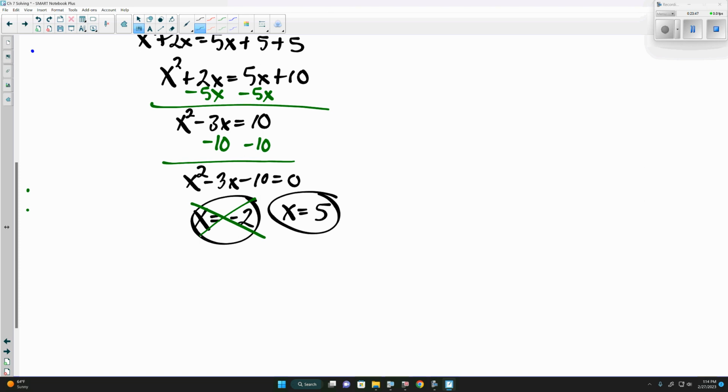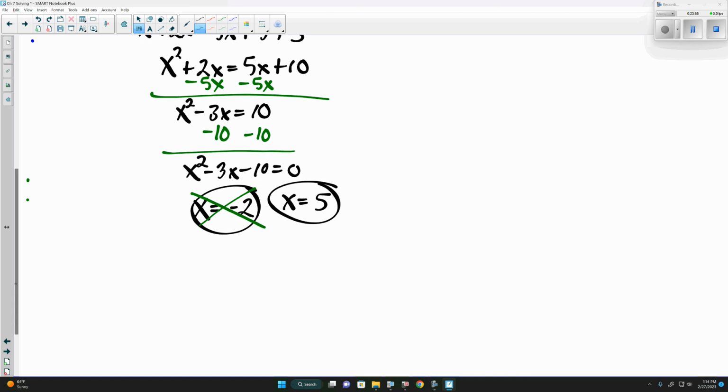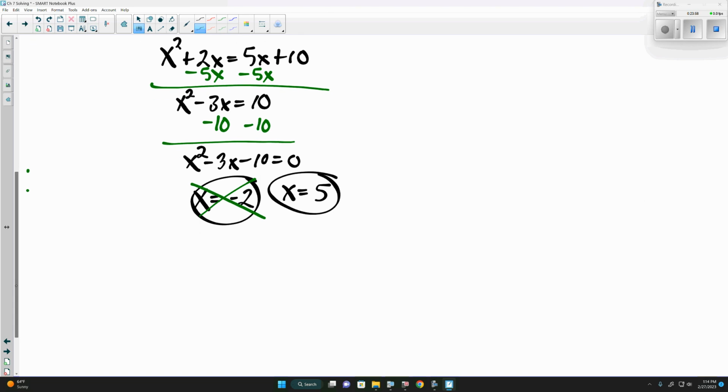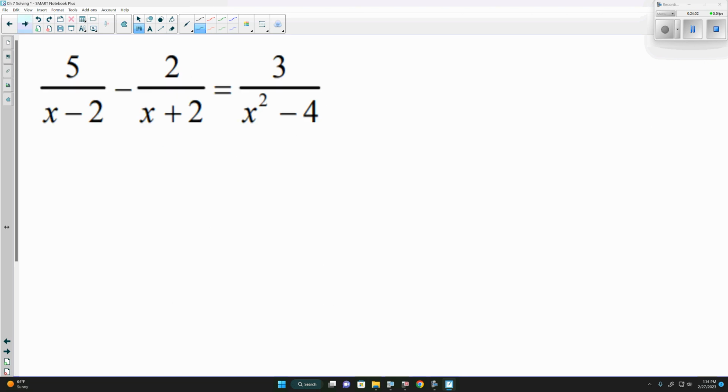So really the process of doing these when we have a restriction and when we don't doesn't really change. It's just at the end we have to take out any of the restrictions. Any questions on any of those here? Let's do this one here. This will be the last one that we do.